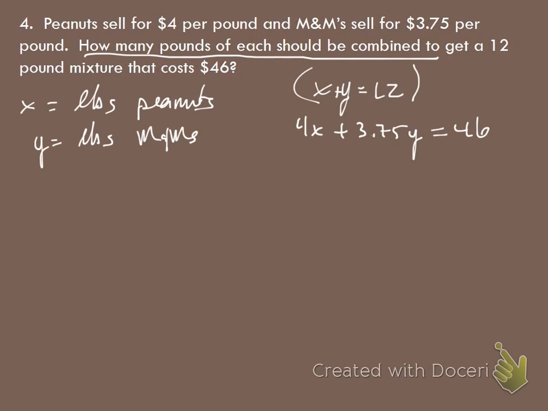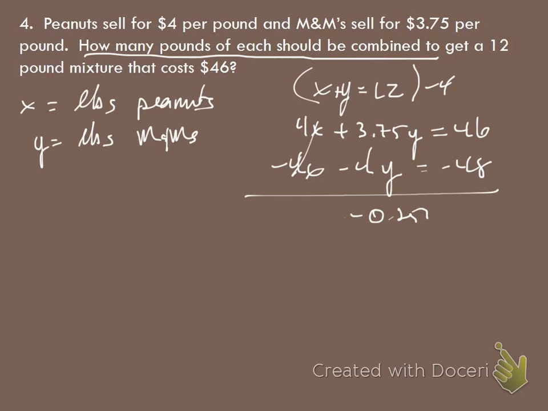I would multiply the first equation by maybe negative 4. I'm going to use elimination again because it just sets up to be easier. And so we get negative 0.25y equals negative 2. Divide negative 0.25 to both sides, and you should get 8. So that means that we're going to use 8 pounds of M&Ms and apparently 4 pounds of peanuts to get our new mixture. Okay? Hopefully this makes sense.